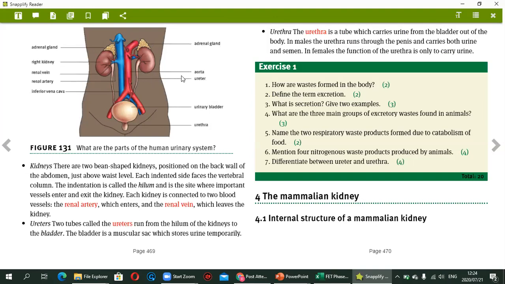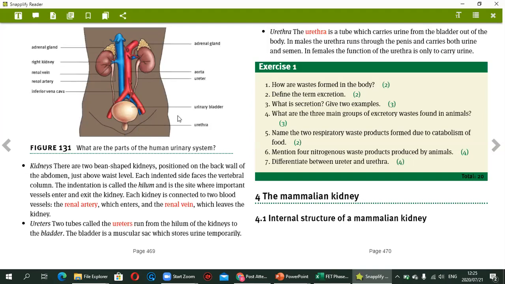Then this is the ureter. The ureter collects the urine from the kidneys to the bladder. So don't confuse the names ureter and urethra. Don't confuse those two names. The ureter collects urine from the kidney to the bladder. The urethra is the one that then transports the urine from the bladder to be excreted outside of your body.